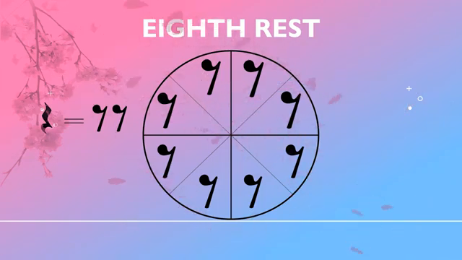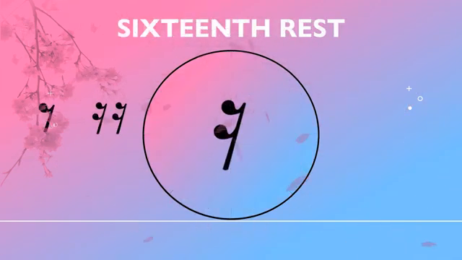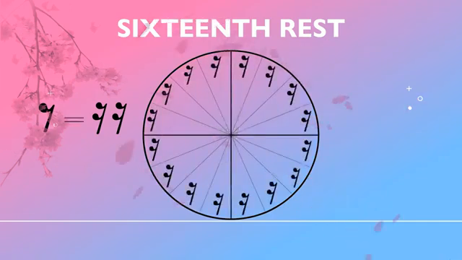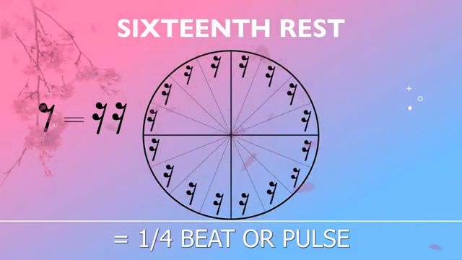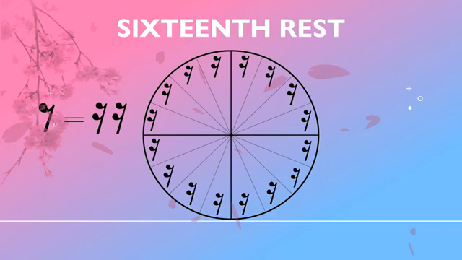Our next note is the 16th rest. The 16th rest, following the same rules as our other notes, when it has a smaller duration, it is added another flag. So this one has 2 flags now, meaning that it's a smaller duration. It's equivalent to 1/4 of a beat or pulse. So now we need 16 of these to equal a whole rest.